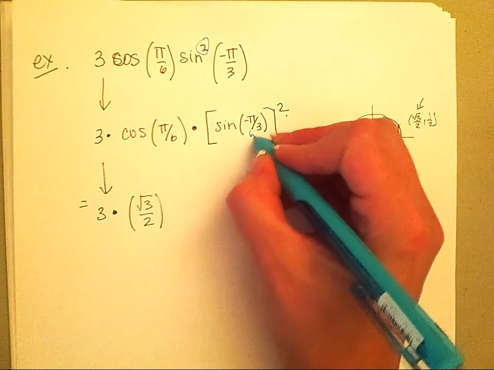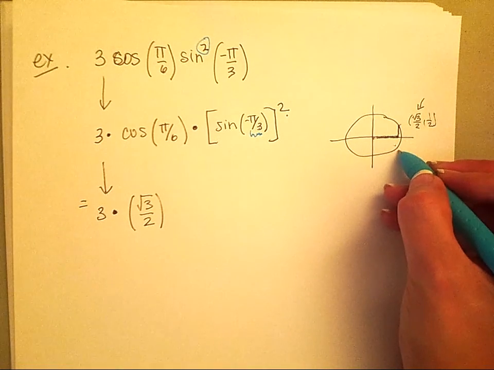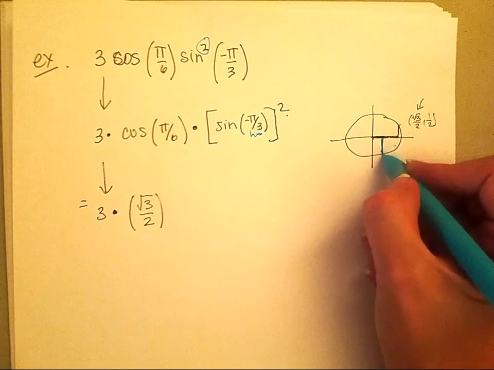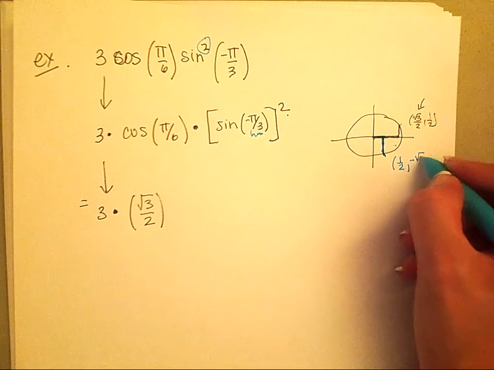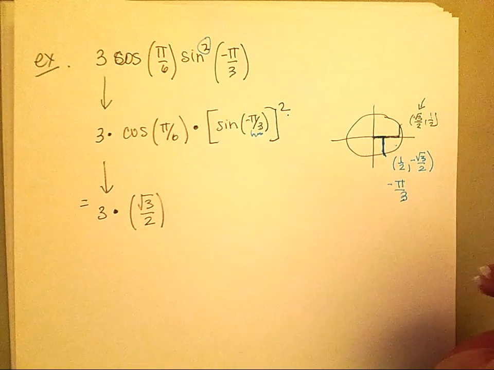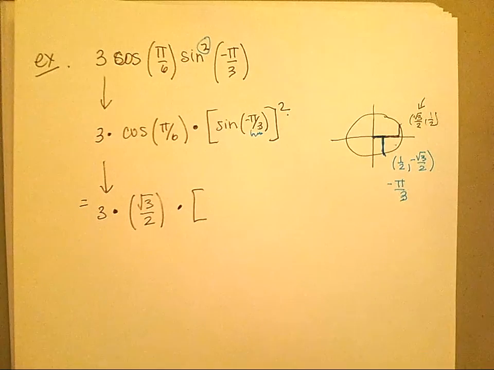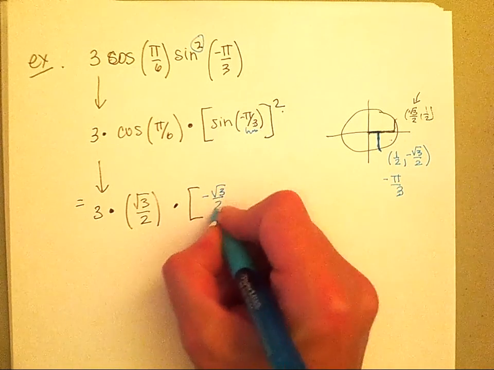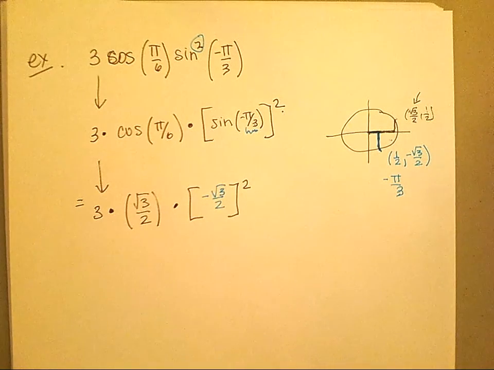Now here, for negative pi over 3, okay, that's negative 2 pi's over 6. If that's 1 pi over 6, then here's negative 2 pi's over 6. So to get there, I have to go short and then long. So this is positive 1/2, negative square roots of 3 over 2 for the angle negative pi over 3. So now we have to multiply that by, I need the sine. Well, the sine is the y value, negative square roots of 3 over 2, and that has to be squared.